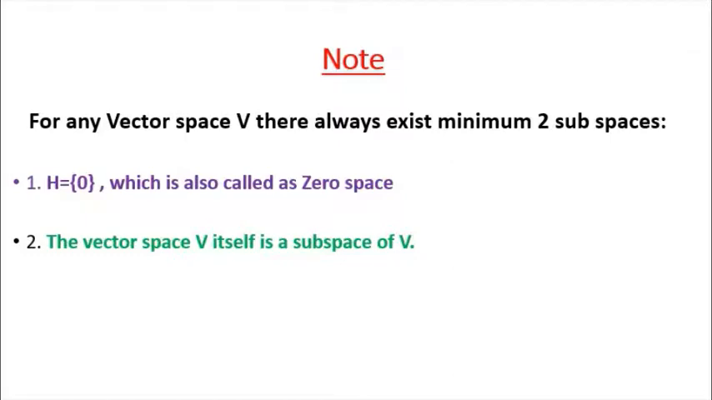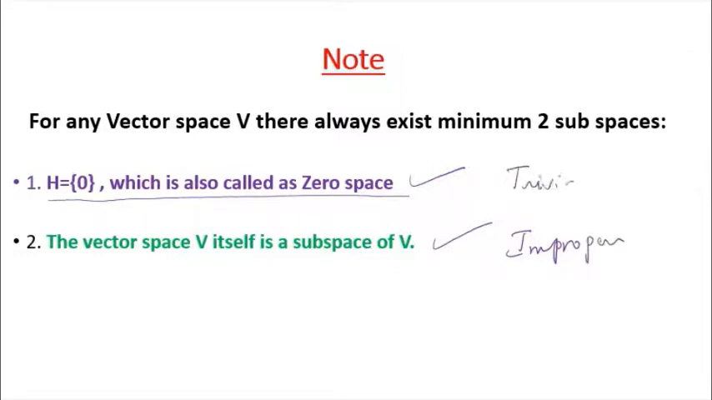What are those? First one is H, the set containing 0. That means any subset which has only the 0 vector will always form a subspace, which we call the trivial subspace. And the vector space V itself is a subspace of V. For any vector space, the vector space itself forms a subspace which you call the improper subspace. So this you call improper, and this set containing 0 you call trivial.